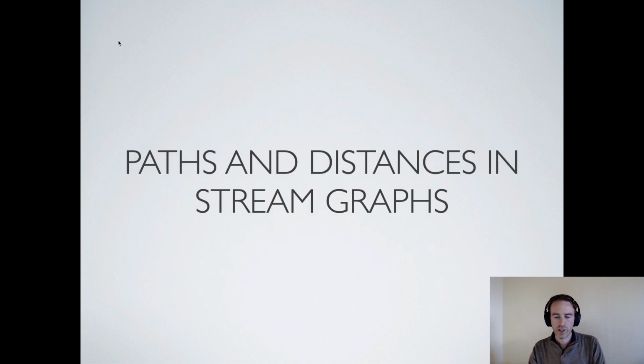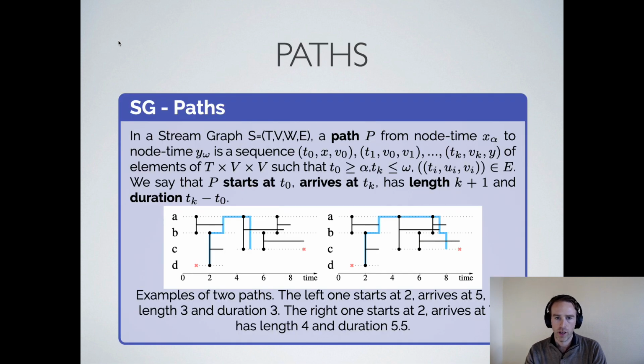Another notion which is very interesting to study on stream graphs is the notion of path and distances. So we need to redefine the notion of path, and we do it like so. We want the path to go from a node time, node x at time alpha, to another node time, for instance node y at time omega. So in the figure here, the starting node time and ending node time are represented as red crosses. We want to go from this node time to this node time.